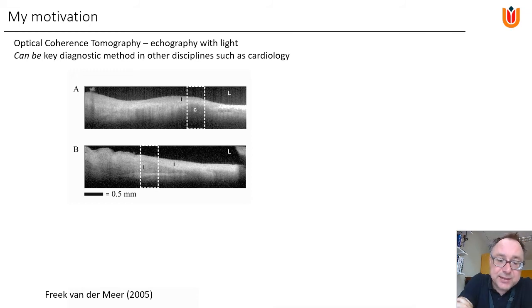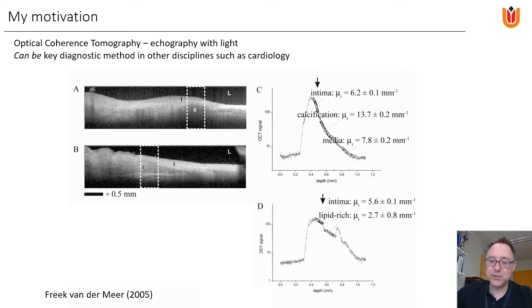One of our first endeavors was in cardiology, where we tried to differentiate between calcified tissue and lipid tissue within a vessel wall. You can see here cross-sectional images of a vessel wall with a calcified lesion indicated by C and a lipid lesion indicated by L over here. And as you can see, there is not a very clear distinction based on the image alone.